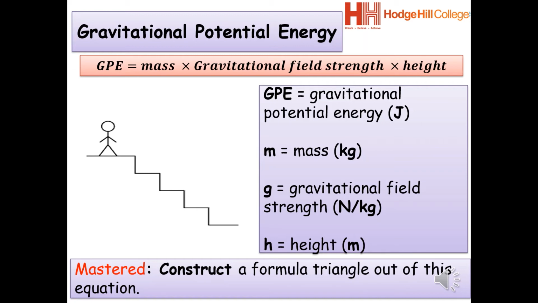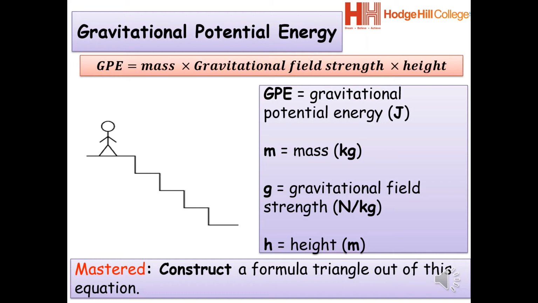Make sure you add the symbols, make sure you add the units as well. So don't just write GPE, make sure you're writing the units of joules. So pause the video, remember to use your ruler, draw your triangle and put that equation into that now, please.